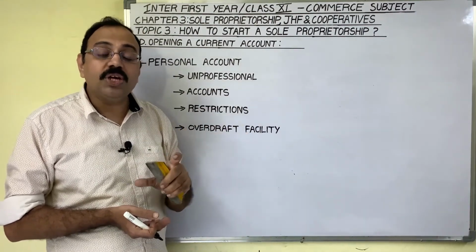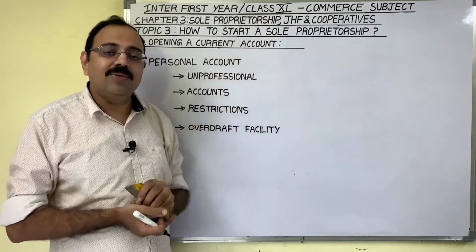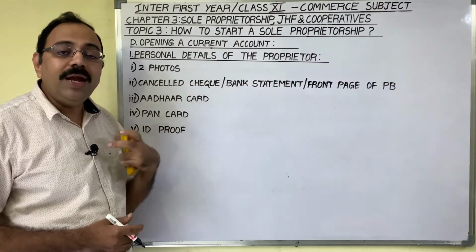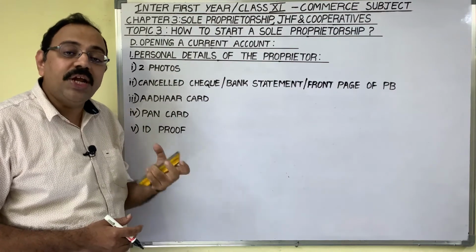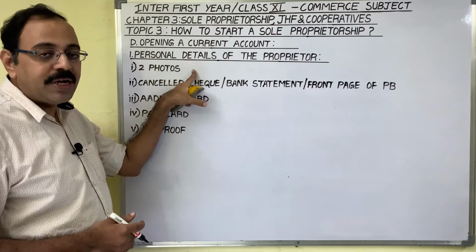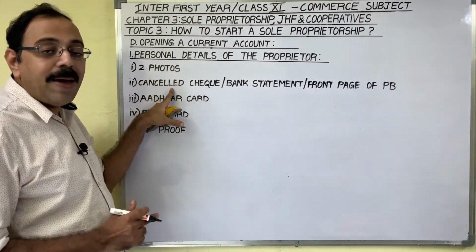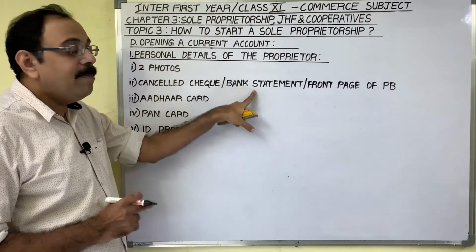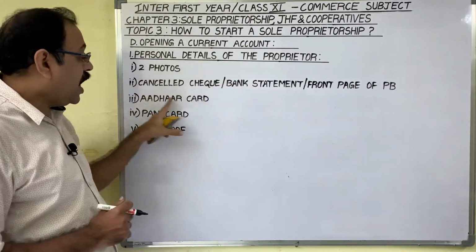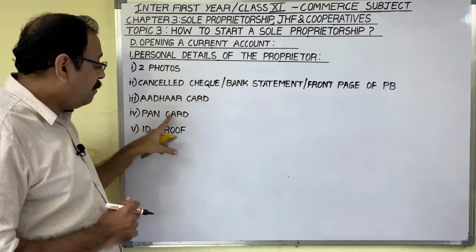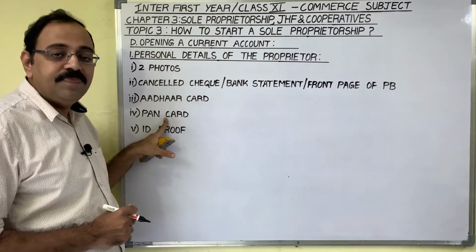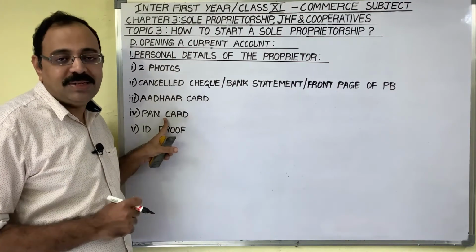Let us see the procedure of opening a current account. To open a current account in the name of the proprietorship firm, the proprietor has to submit his personal details to the bank, such as 2 color photos of the proprietor, his personal bank account cancelled check or bank statement or front page of passbook, his Aadhaar card, then PAN card of the proprietor, permanent account number. This card is issued by the income tax department.